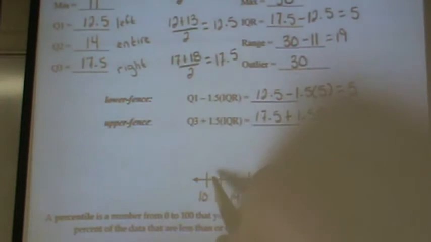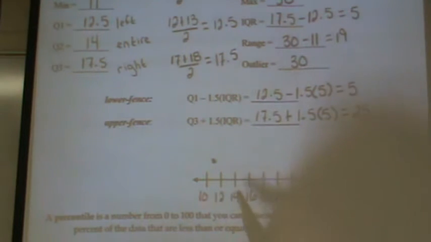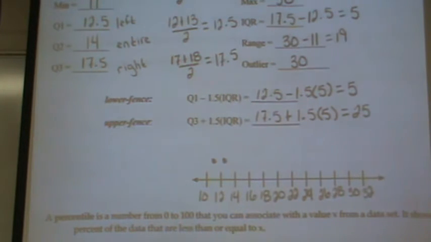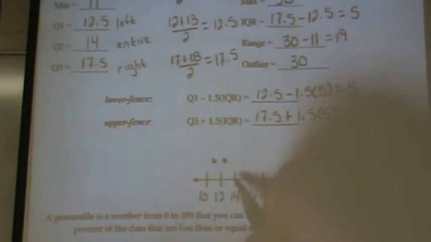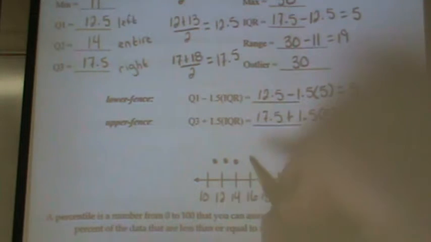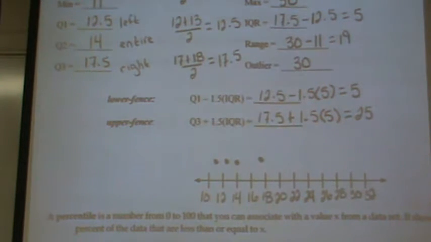So our minimum value was at 11, which is between 10 and 12. Our Q1 value is at 12.5, so that's just a little bit past the 12 here. Our Q2 value is at 14. Our Q3 value is at 17.5, so that's almost to the 18. And then our maximum value was at 30.